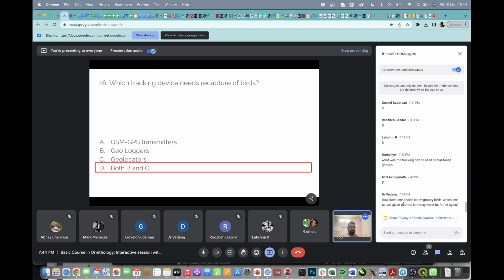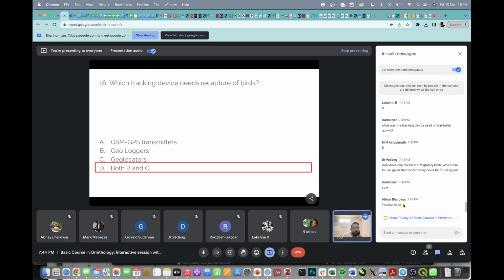How does one decide, for migratory birds, which one to use, given that the bird may never be found again? How does one decide? It depends on your study. What is the study that you're conducting? If it's a migratory bird, then you have to take a lot of things into consideration. Whatever the tracking device is, it would be gone for at least a year. You won't retrieve it till the next year, right?